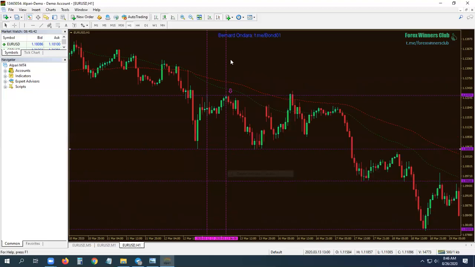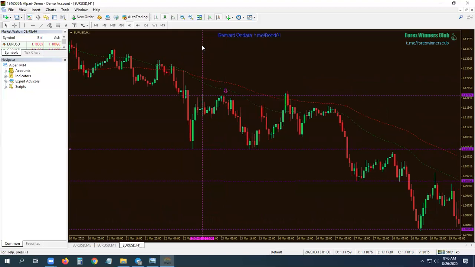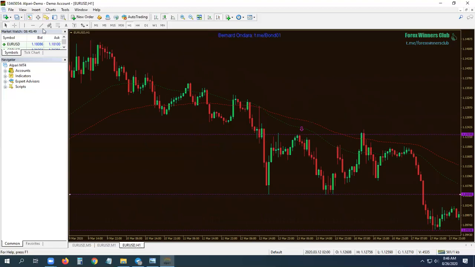So that's how you start checking with confluence. You look at many other different factors that could say, yeah. And I can draw a trend line. My trend line looks like that. My trend line says it's a downtrend. Market's moving down.